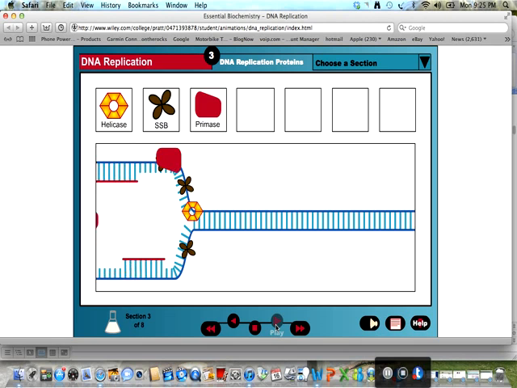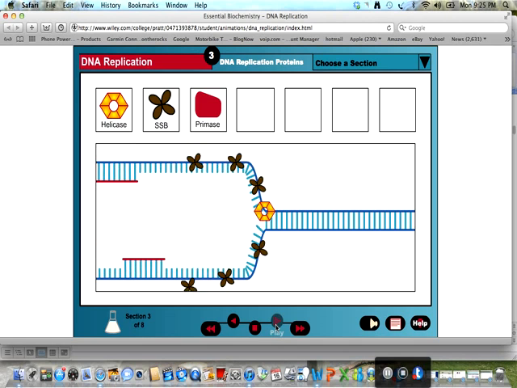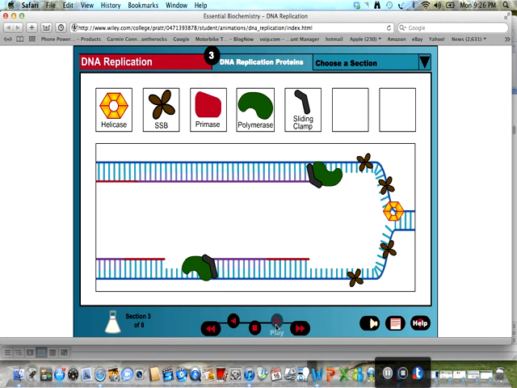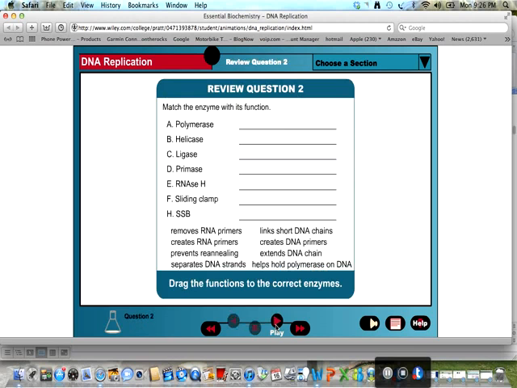Primase is an RNA polymerase that synthesizes the short RNA primers needed to start the strand replication process. DNA polymerase is a hand-shaped enzyme that strings nucleotides together to form a DNA strand. The sliding clamp is an accessory protein that helps hold the DNA polymerase onto the DNA strand during replication. RNase H removes the RNA primers that previously began the DNA strand synthesis. DNA ligase links short stretches of DNA together to create one long, continuous DNA strand.